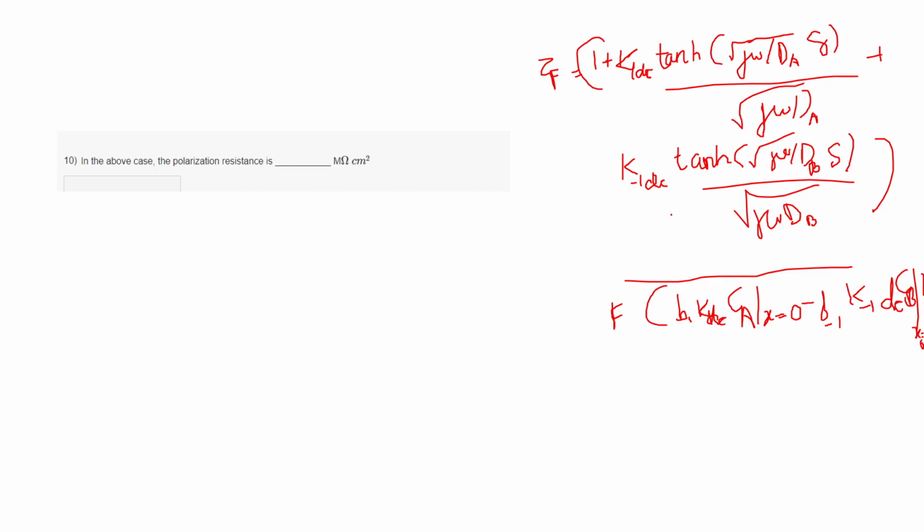Okay, so now you're asked to find out the polarization resistance. The polarization resistance corresponds to what? Omega tends to 0. So what you have to find out is ZF, limit omega tends to 0. This value will give you the polarization resistance.